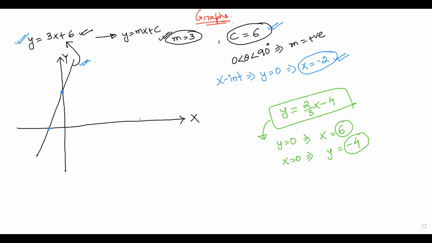So the line would be passing through the point (6, 0), which would be somewhere here, and it would also be passing through the point (0, minus 4), let it be somewhere here. So the line has to be this line. So this line represents y equal to 2 by 3x minus 4. So in this way, we can plot linear functions on the x and y coordinate axis.